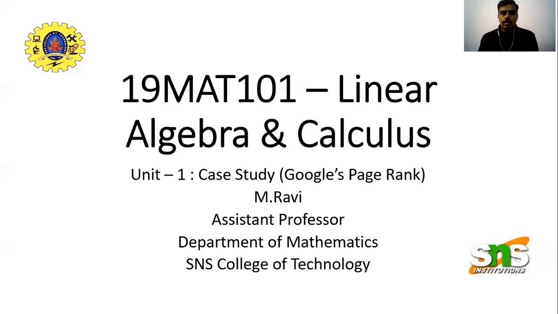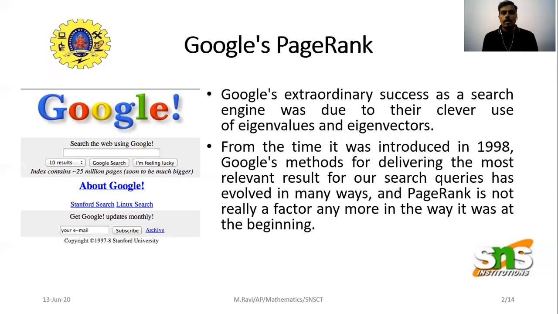The extraordinary success of Google depends on the clever use of eigenvalues and eigenvectors. This is what we are discussing in this chapter. We already know how to find eigenvalues and eigenvectors mathematically. Now we are introducing these eigenvalues and eigenvectors into Google, relating these terms to Google PageRank.